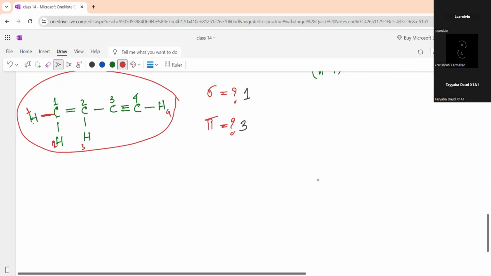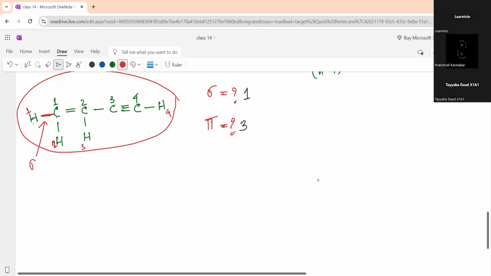So if there's one bond, it would be sigma or pi. If there is only one bond, that is sigma, right? So this bond is sigma bond.